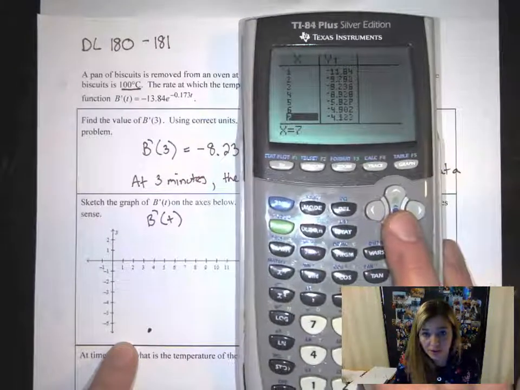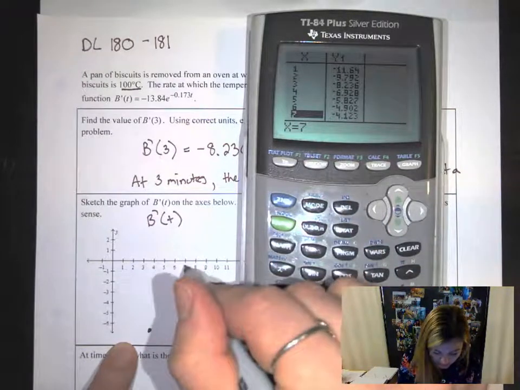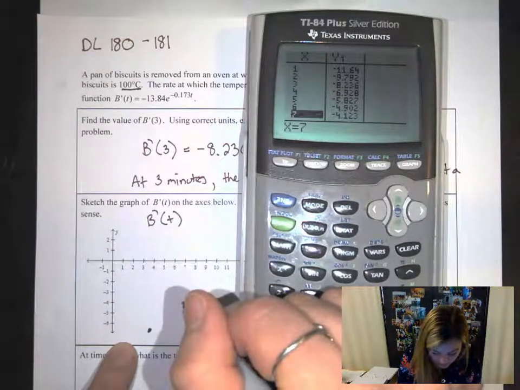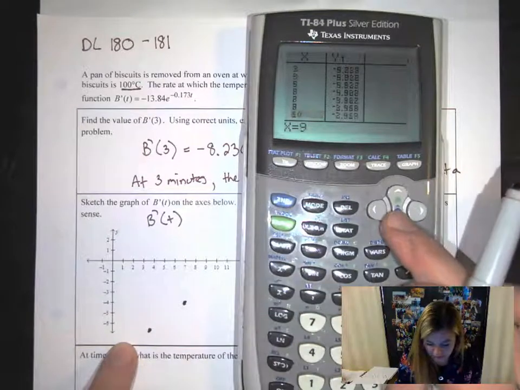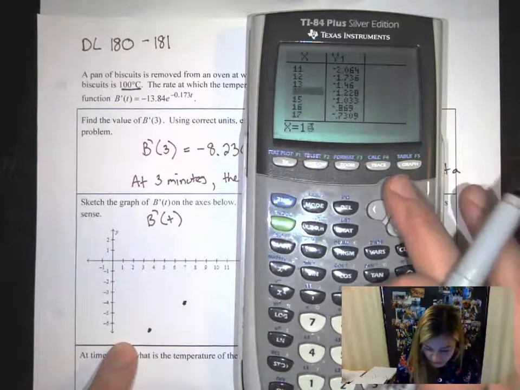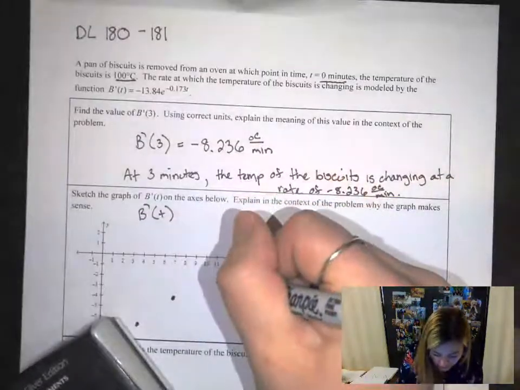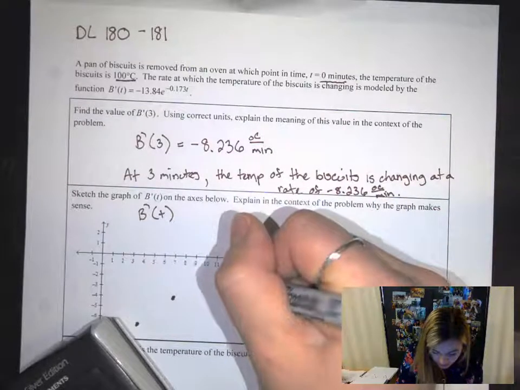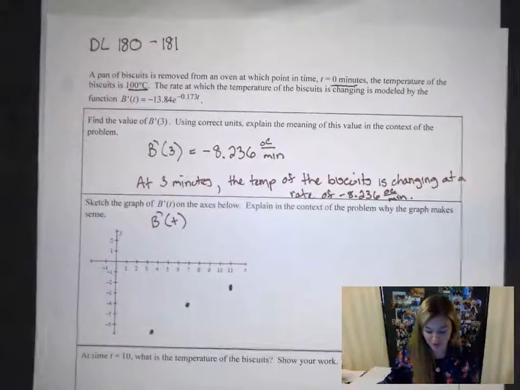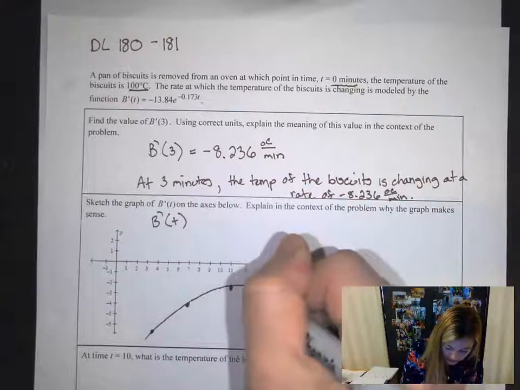How about at 7. I've got negative 4.23, so somewhere around there. Let's go the whole way up to 11, negative 2.064. Okay, so now I've got a couple points, and I could say, oh, it looks something like that.